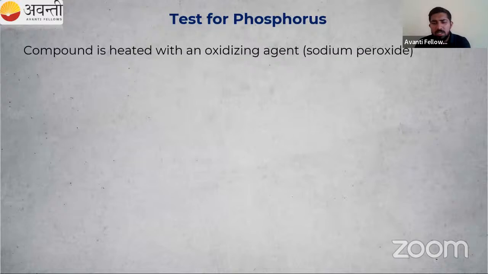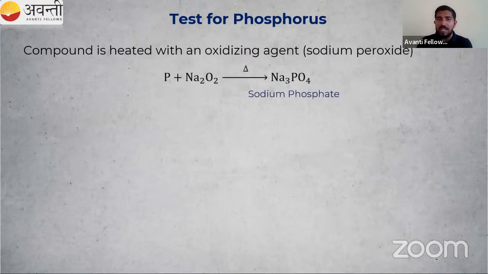So what is sodium peroxide? Na2O2. You know hydrogen peroxide, that is H2O2. So here Na2O2 is sodium peroxide. It is acting like an oxidizing agent. So phosphorus is present, then Na2O2, then some heat. Triangle means heat. Then what is formed? Na3PO4, that is known as sodium phosphate. So this is the first step for the test for phosphorus.